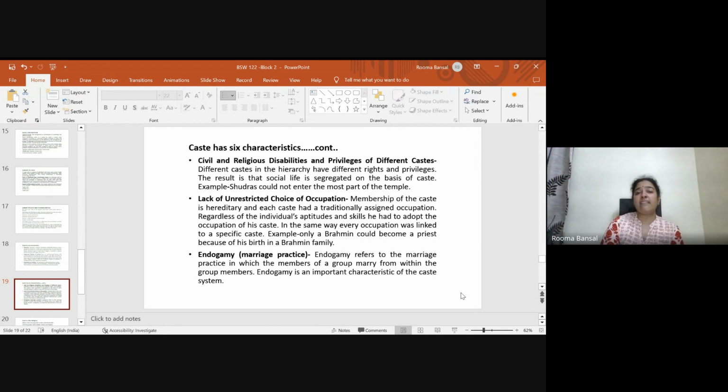Lack of unrestricted choice of occupation. Membership of the caste is hereditary, and each caste had a traditionally assigned occupation. Regardless of the individual's aptitudes and skill, he had to adopt the occupation of his caste. In the same way, every occupation was linked to a specific caste. Example, in our old days, only a Brahman could become a priest because of his birth in a Brahman family.